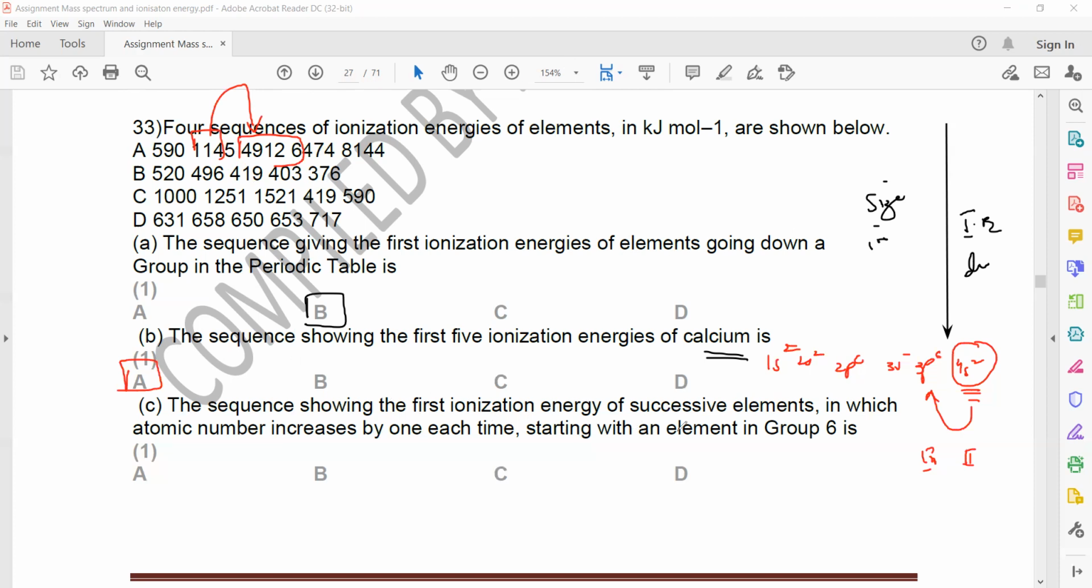And the sequence of first ionization energies in which the atomic number increases by 1 starting from an element in group 6. So group 6, then group 7, group 8. So first it should increase, and then we move on to group 1 and 2 because of period change, so it should decrease. So first 3 should increase, and then there should be a decrease in the value. When we check, the first 3 values increase 1, 2, and 3, and then there's a sudden decrease, and then again it will start to increase. So that's why C is the right answer. Is it clear, this one?